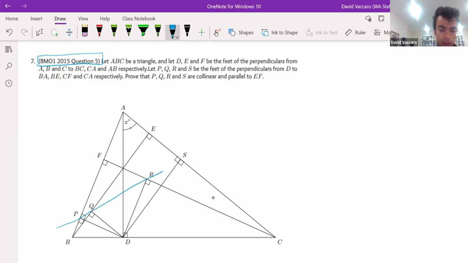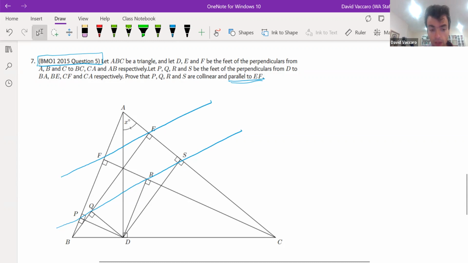So we're trying to prove that P, Q, R, and S all lie on a straight line. And we're also trying to prove that that straight line is parallel to EF. Very quickly, I'll give you a clue that the way of tackling this very difficult Euclidean geometry problem is really thematic with what we've done today. Does anyone have any suggestions or ideas of what we might do?